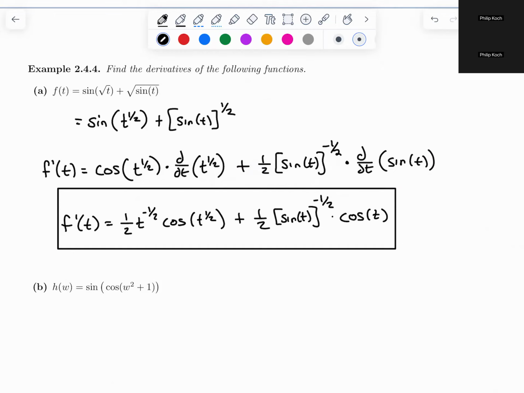Okay. Any questions on that? Please ask questions. Because the chain rule is here to stay. It is going to be used a lot. Every single problem we do pretty much from here on out will involve the chain rule.